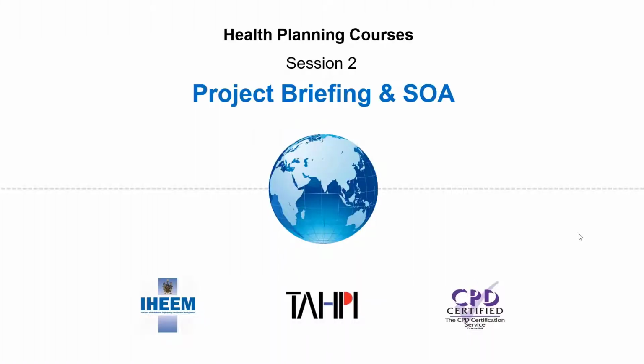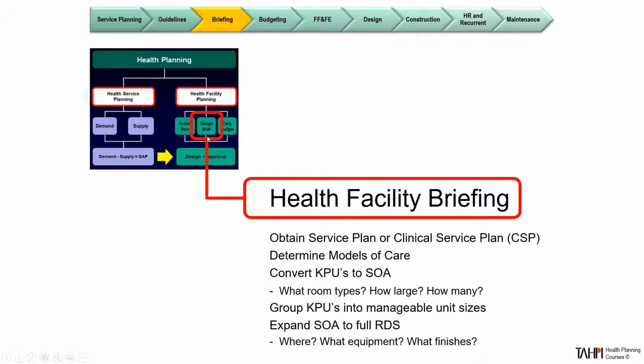The course material is in the same chronological order as the delivery of healthcare, from the initial service planning, progressing through guidelines, briefing, budgeting, furniture and fittings, fixtures and equipment, design, construction, human resource planning, recurrent cost planning, and maintenance. This course progress bar appears at the top of all the slides. Session 2 covers project briefing and schedule of accommodation or SOA. This is where it is on the navigation screen.